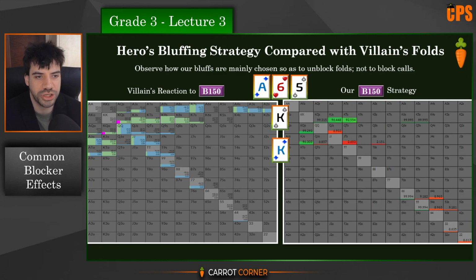We have villain's reaction to the B150 on the river on the left here. Remember, this is a probe bet from big blind after check, check, check, check. Makes sense to build this sizing, because if you are going to have a king here, you're going to want to bet really big. If you've slow played a boat, you're going to want to bet really big. Or slow played a set that became a boat, I should say.